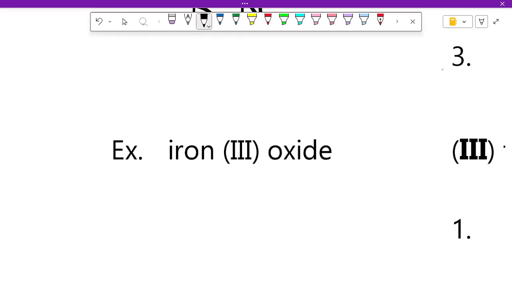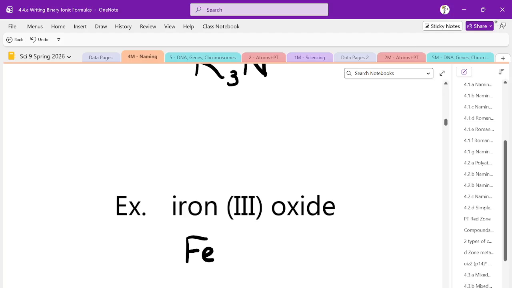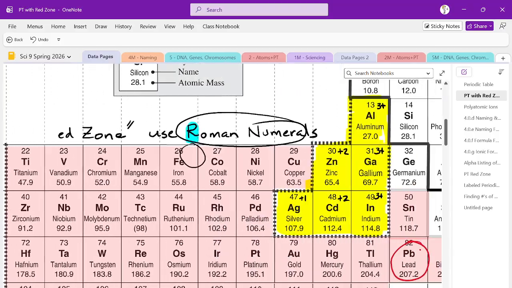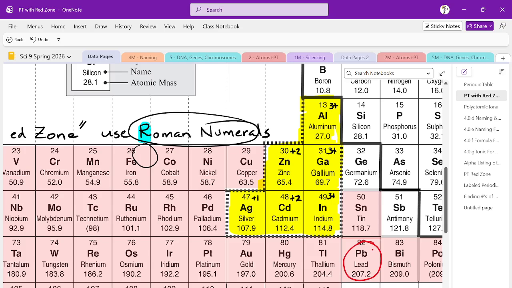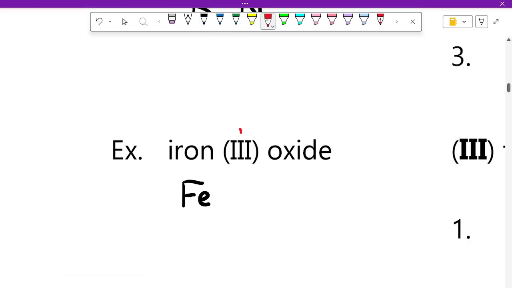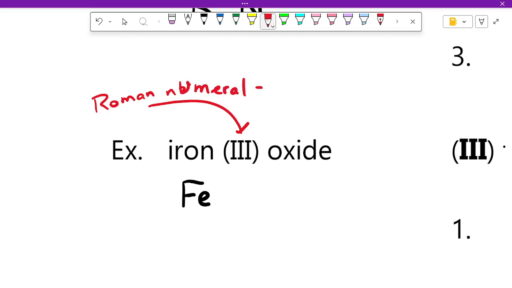The symbol for iron is Fe. Now, if you look on your periodic table, do you find a charge for iron? Nope, there's nothing there. How do we know the charge for iron? The Roman numeral tells you the charge. So that's going to be iron 3 plus.